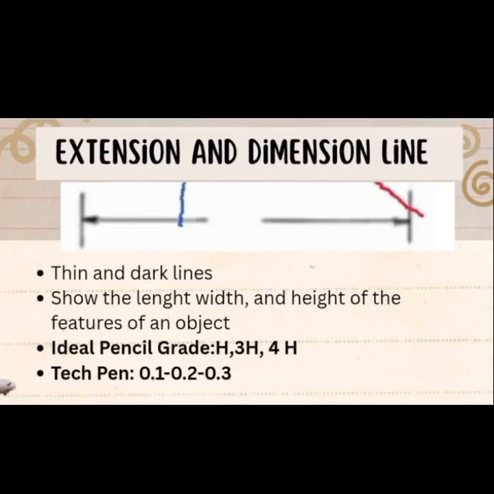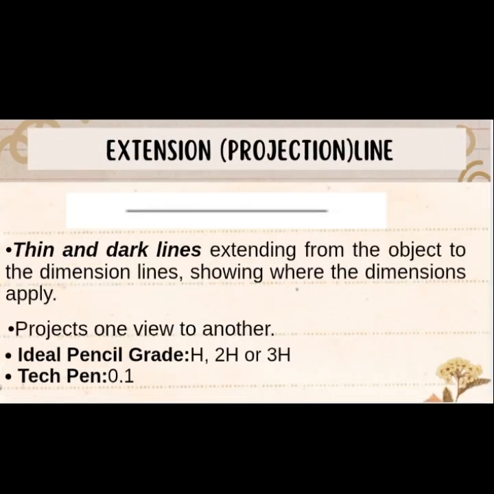So I will talk about extension and dimension line. Thin and dark lines show the length, width, and height of the features of an object. The ideal pencil grade, we can use H, 3H, or 4H, and each pen you can use 0.1, 0.2, and 0.3. Extension line, thin and dark lines extending from the object to the dimension lines, showing where the dimensions apply.